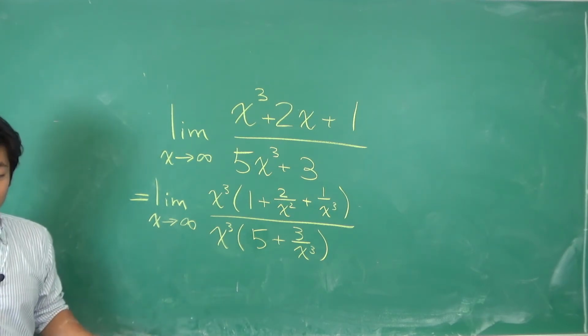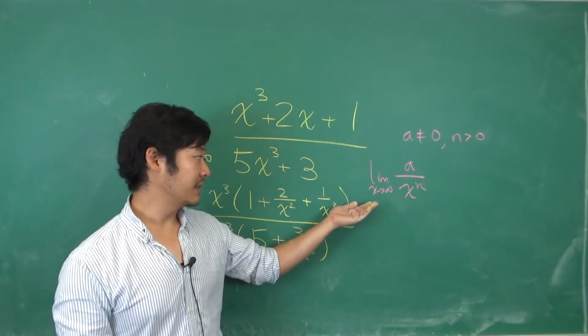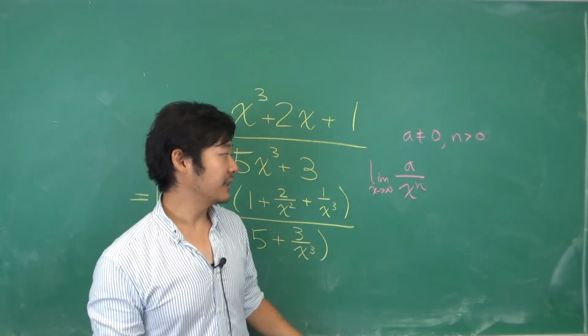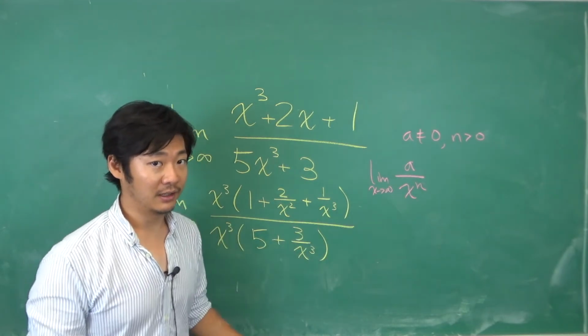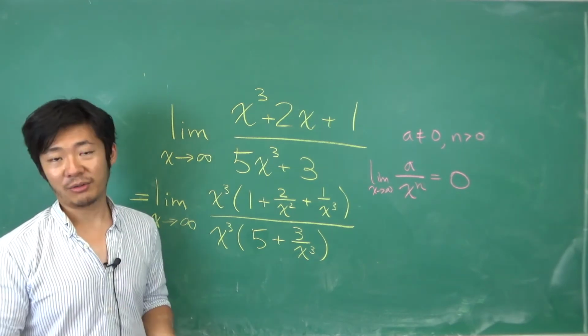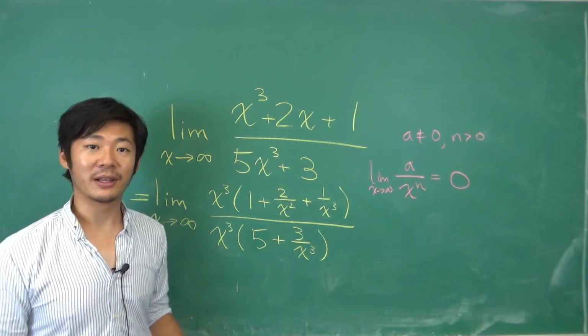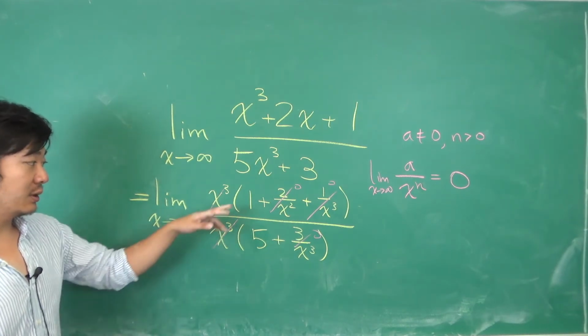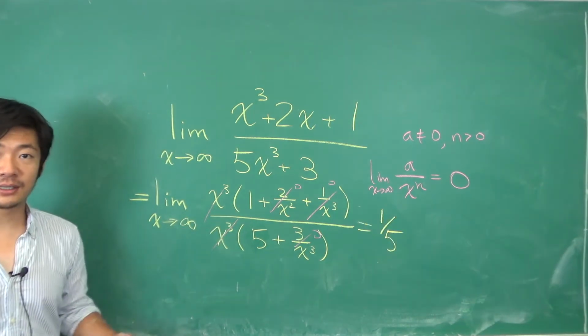So a general fact is that if you have the limit as x goes to infinity of a, which is non-zero, divided by x to the n, and n is positive, then this is just 0. Any number where you just divide by a bigger and bigger number will approach 0. It gets smaller and smaller. So these will go to 0. You can cancel these out, so you're left with just 1 over 5 as the limit.